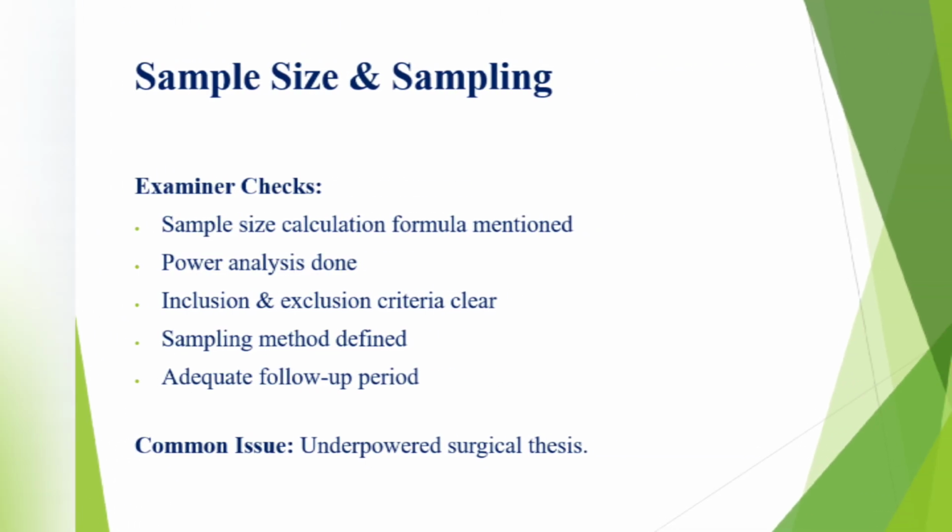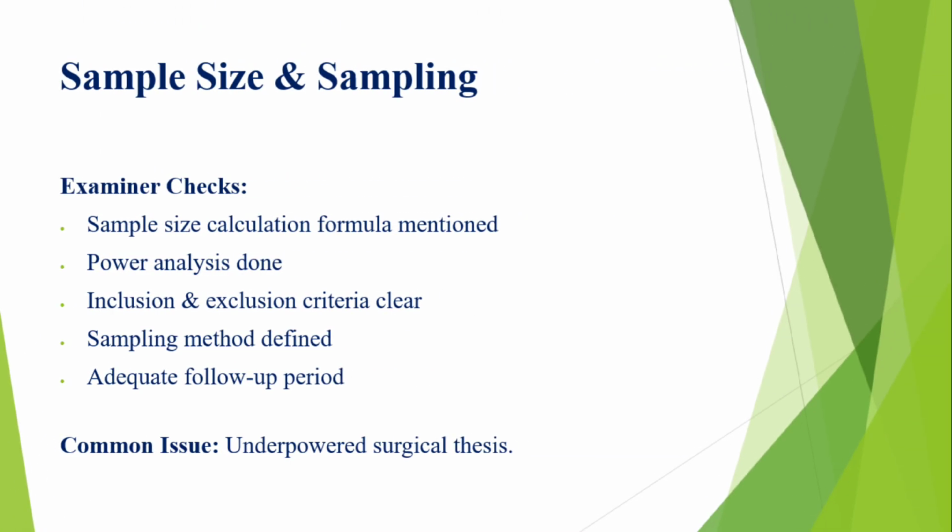Now coming to sample size and sampling. One of the most common weaknesses in surgical thesis is improper sample size calculation. Evaluation should include whether the sample size formula is mentioned, power analysis performed, inclusion and exclusion criteria clearly defined, sampling method specified, and adequate follow-up duration. An underpowered study may fail to detect meaningful differences.